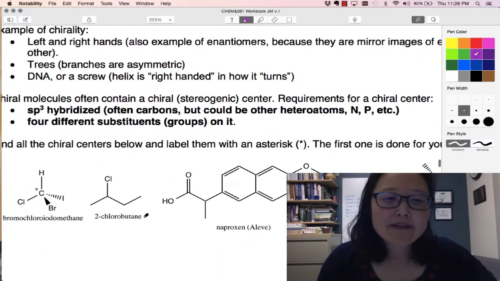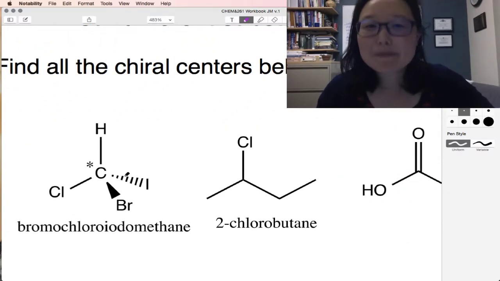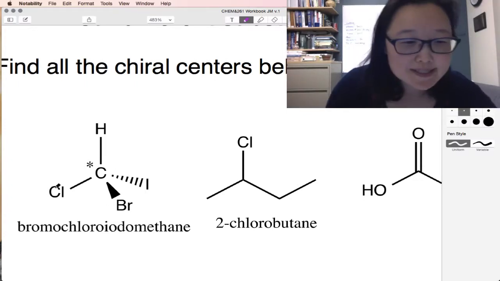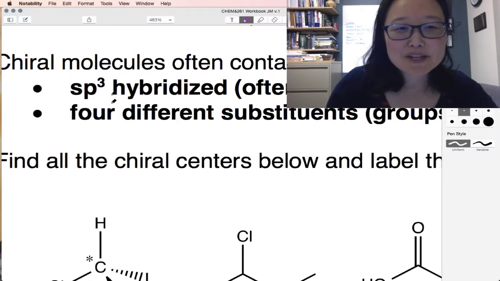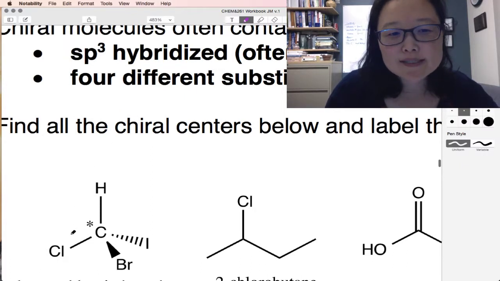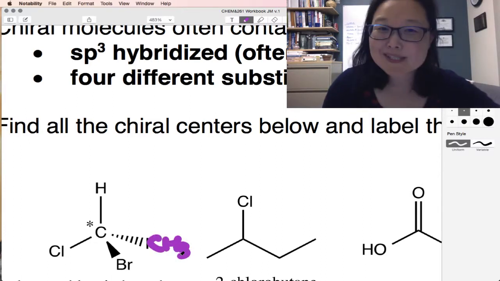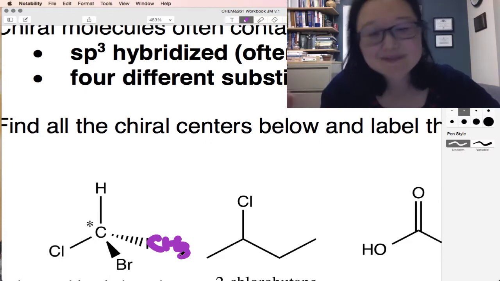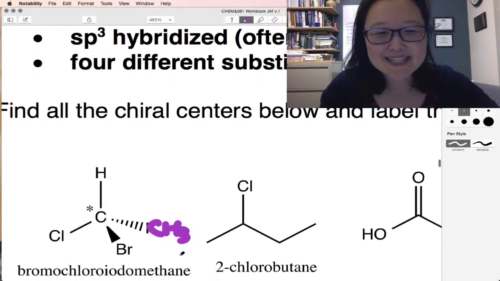All right, now these chirality centers often tell us whether there's a possibility for left and right-handed form. So for example, we were just looking at bromochloroiodomethane. It fits these 2 requirements of an sp3 hybridized carbon and 4 different groups. Remember, this is a methyl group right here, CH3. When you don't see a group explicitly on the end of a bond, it's a carbon with however many hydrogens needed to fulfill its octet.